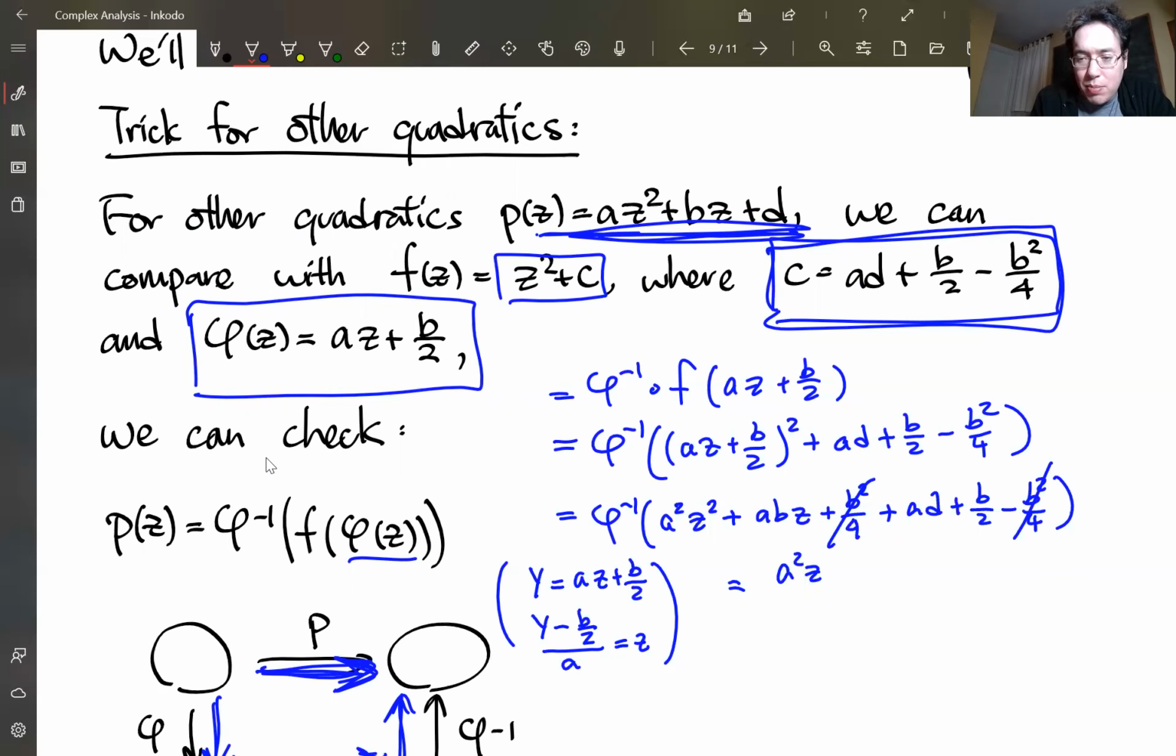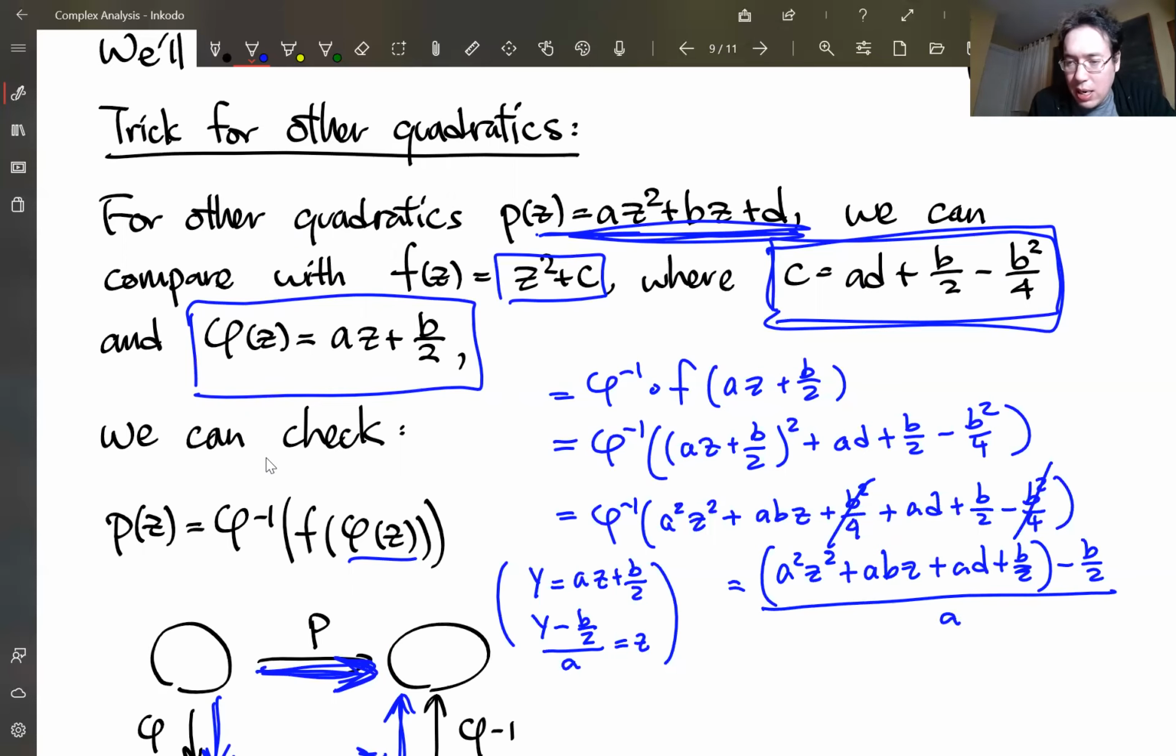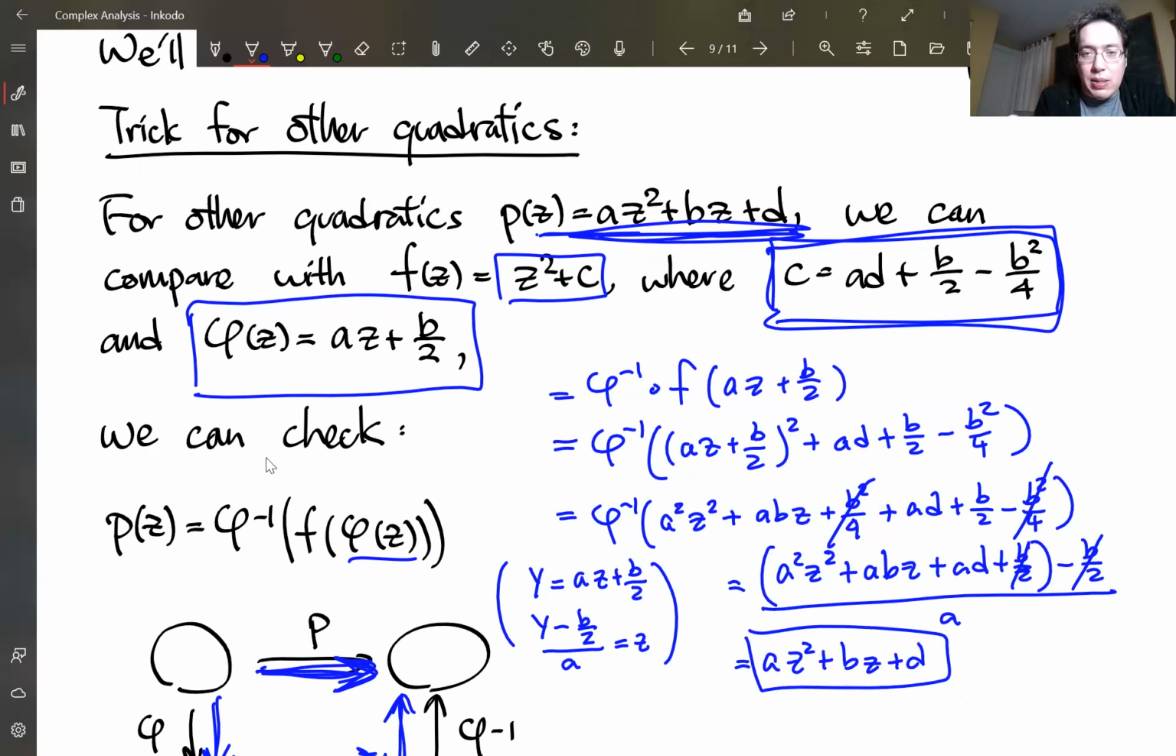So I take this expression, whatever I have here, subtract b over 2, and then the whole thing is going to be divided by a. So b over 2 cancels that term. And there's 3 terms left. All of them have a in it, so we can cancel out the a. And look, this is exactly what p is. So applying these 3 functions in that order is the same thing as applying p.